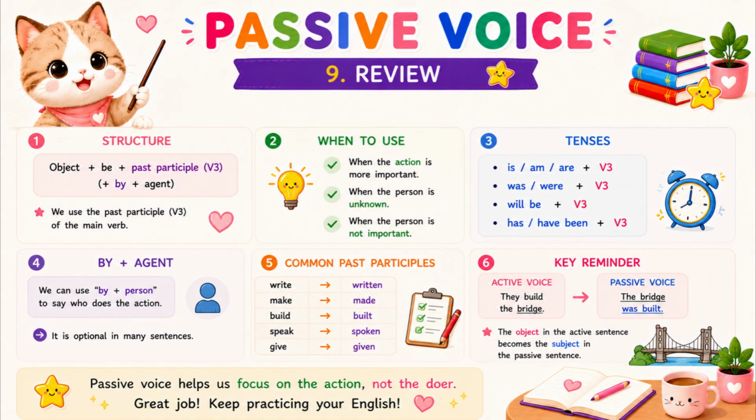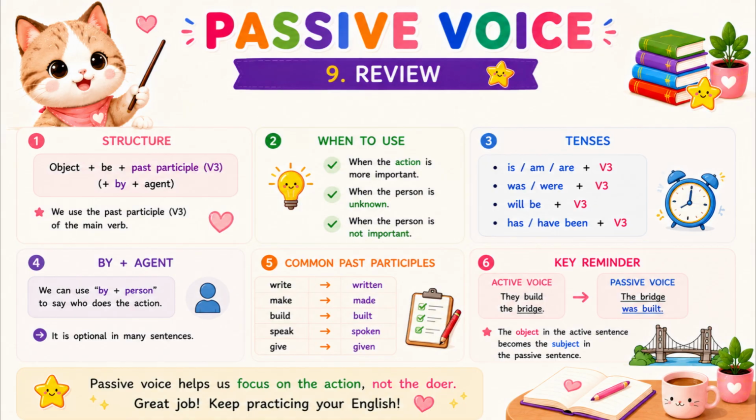Let's review what we learned about the passive voice. First, the structure. The passive voice uses object plus the correct form of be plus the past participle or V3. You can also add by plus the agent if you want to say who did the action. Remember, we always use the past participle or V3 of the main verb. Next, when do we use the passive voice? We use it when the action is more important, when the person who did the action is unknown, or when the person is not important.